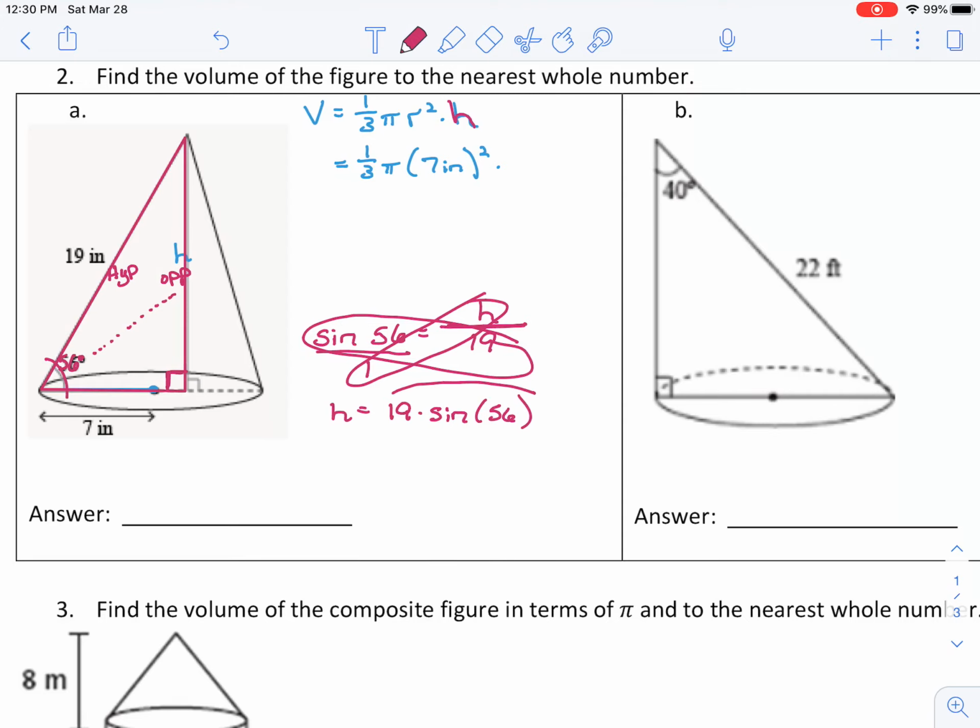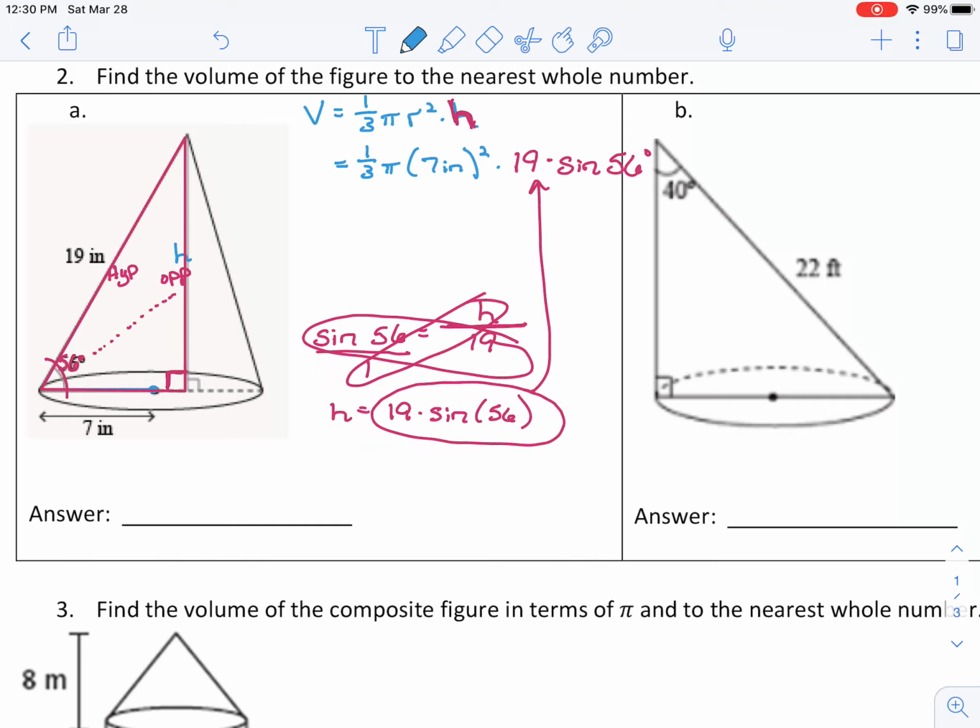So what I'm going to do, actually, because I don't want to round before I'm done with the problem, this entire expression is going in again for H. So 19 times the sine of 56. If you went ahead and rounded, you might be right in the end, but your answer is probably going to be a little bit off, and I don't want that. This is math. We want precision.